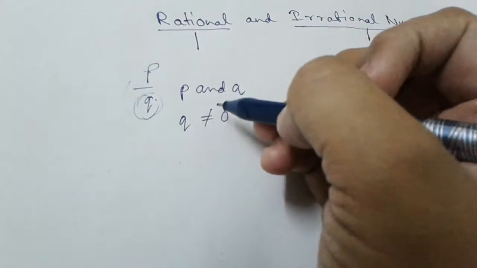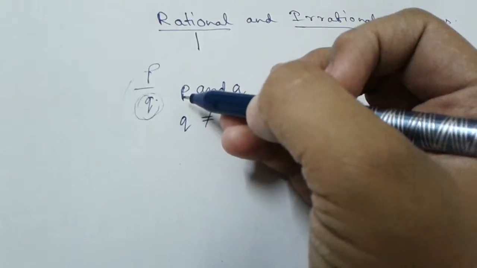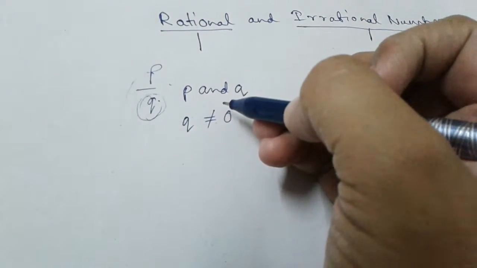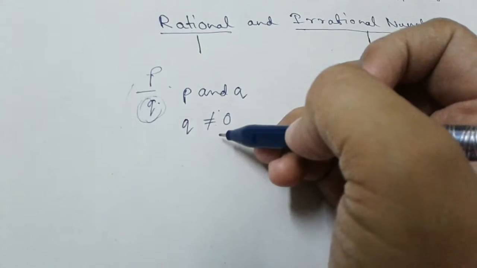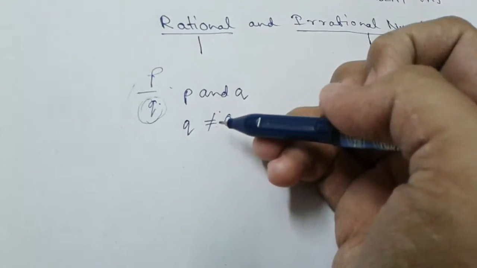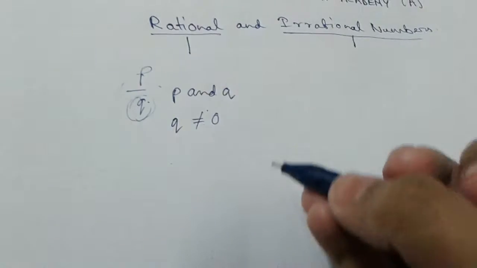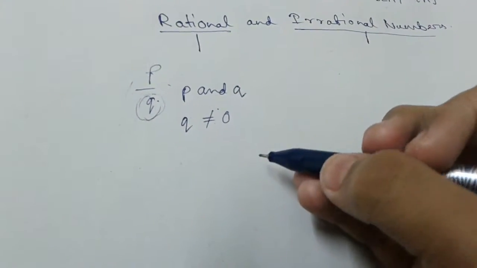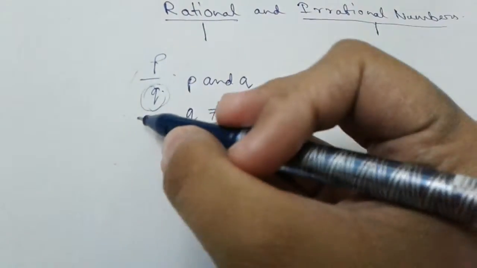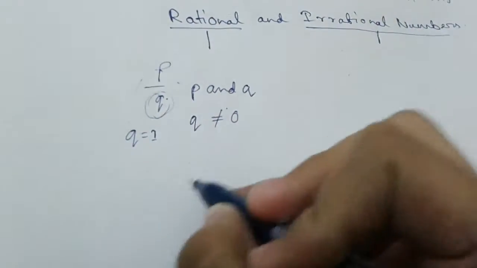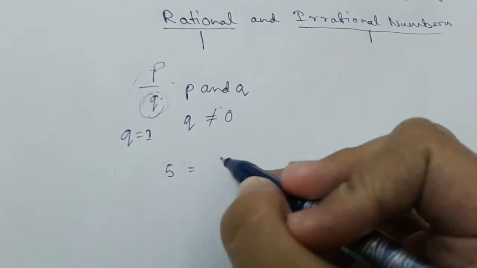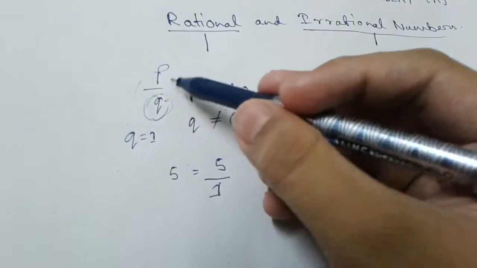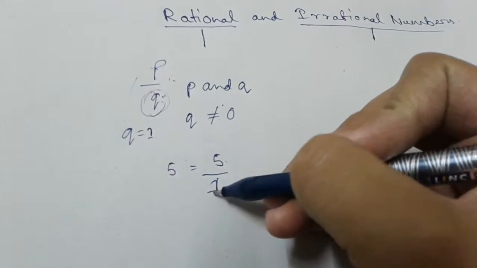So any number which can be expressed in the form of p by q, where p and q are both integers and q is not equal to 0, is called a rational number. It is known that every integer, positive or negative or 0, can be written in the form of p by q, where q is equal to 1. For example, if we take 5, we can write 5 equals 5 by 1.